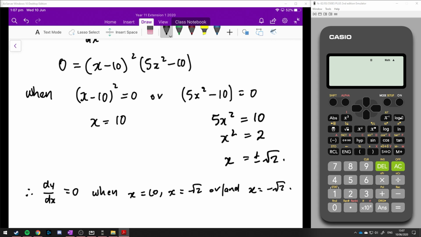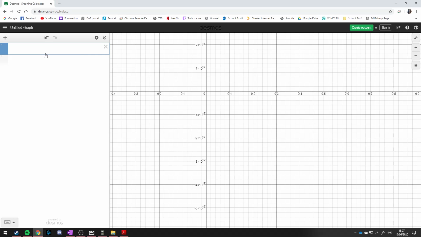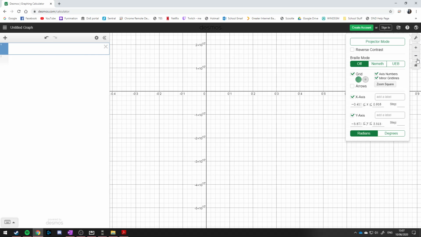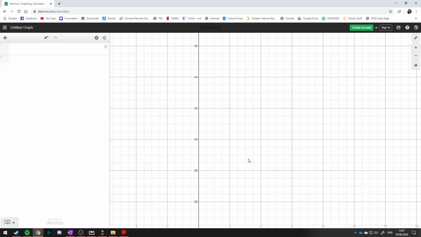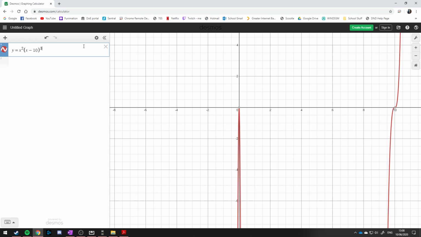Okay, and so that means when we're looking for when it's equal to 0, that's just talking about when the derivative, so when the tangents of the line are equal to 0. So again, we can have a look on Desmos here. So let's put in the initial equation. So it is y is equal to x squared, lots of x minus 10 all cubed.